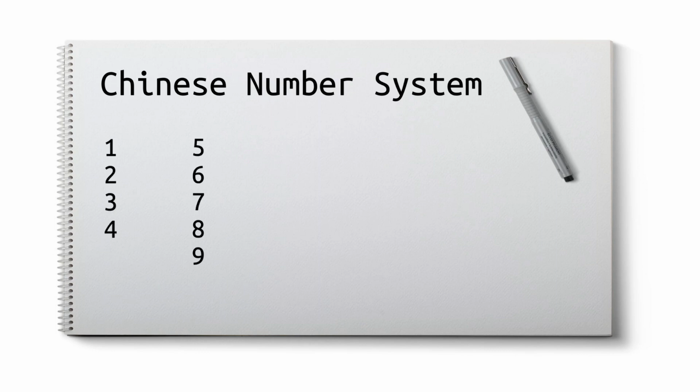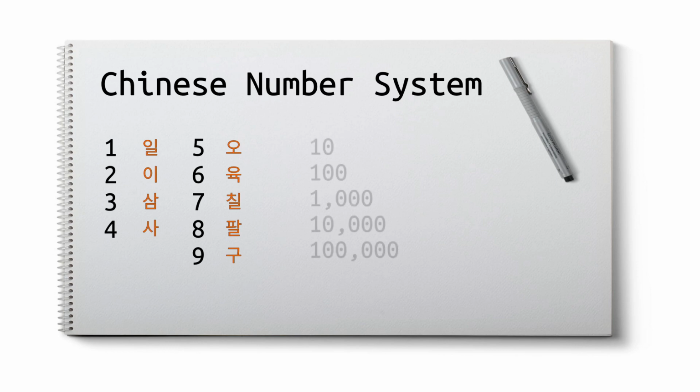Here, I'm going to remind you how to read from number 1 to 9. Let's start with 1. Please repeat after me. 1, 2, 3, 4, 5, 6, 7, 8, 9. How did you do? Now we're going to start reading from 10 to 100,000.